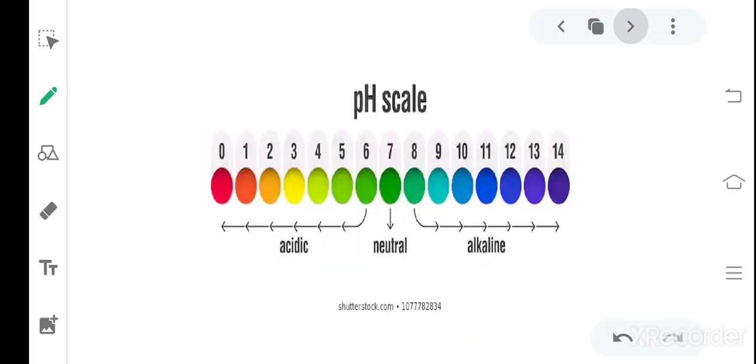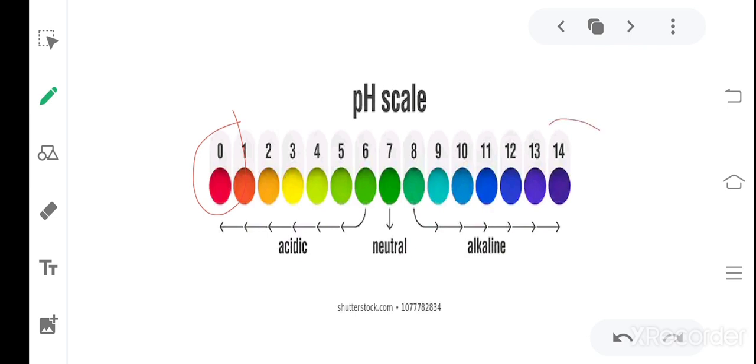Dear students, pH is nothing but the strength of acid and base. The power of an acid, whether strong or weak, or the power of a base, we need to find out by using the pH scale. So the pH scale range is 0 to 14. This was introduced by Sorensen. The pH scale range is 0 to 14.